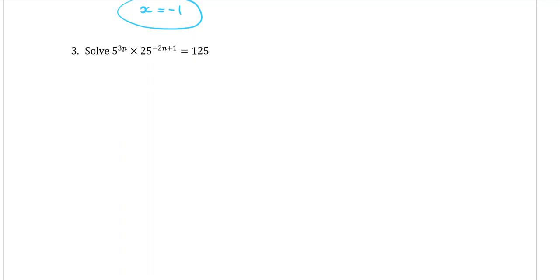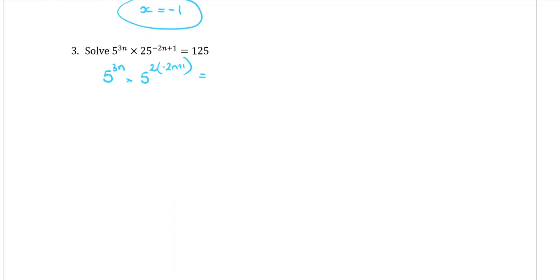So remember what I said last time, try the smaller number. Can I write 25 as a base of 5? And the answer is yes, it's 5 squared. So I'm going to make both of the bases 5. So 5 to the power of 3n is already correct. Then 25 is 5 squared. Now that needs to be multiplied by the power that's already there, which is negative 2n plus 1.